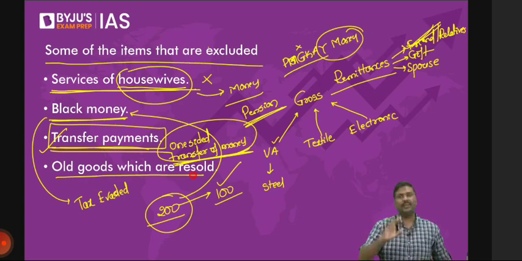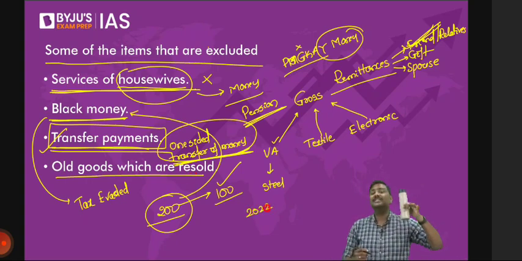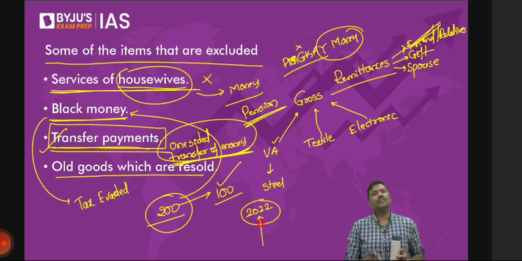Why, sir? Take this example. Imagine the bottle was produced in 2022. I purchased the bottle. Simple. Now, don't you think because it was produced in 22, I have purchased it, it is already counted as a part of GDP for 22? I understand. Already counted.